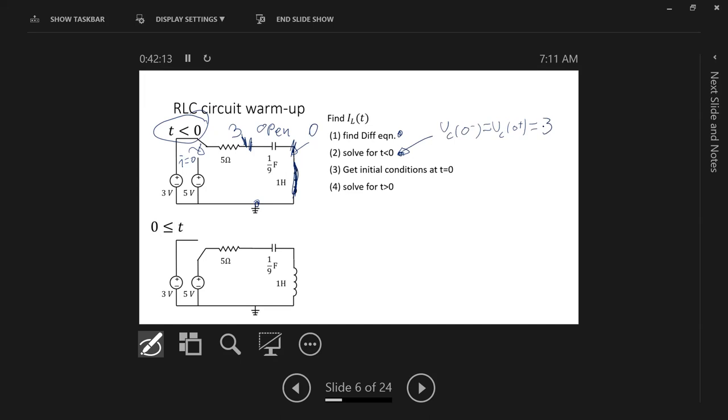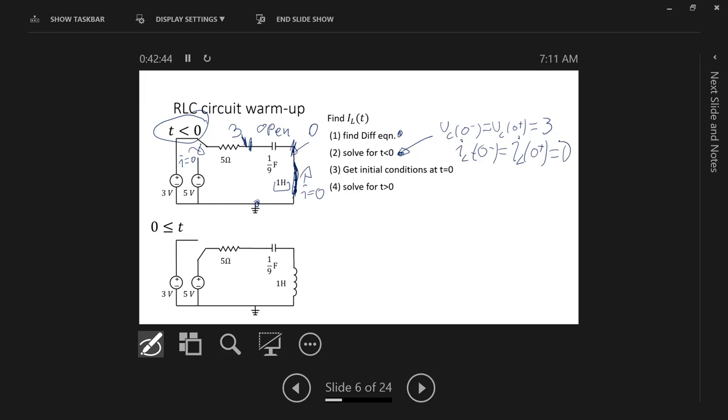Cool. Now, what is the value of the inductor current? Yeah, so this thing behaves as an open. So the current going into here should actually be 0. And so we have that IL of 0 minus equals IL of 0 plus, which equals 0. Cool. So those are two initial conditions we have.